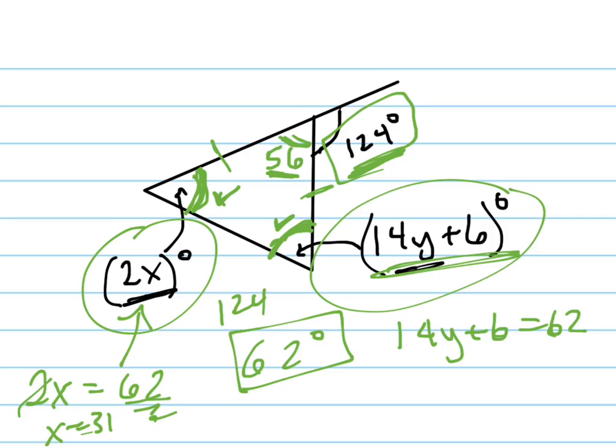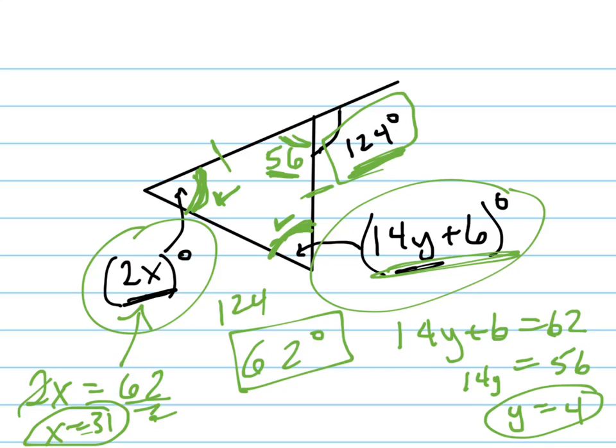Solve for y now. Subtract 6 from both sides. 14y equals 56. Divide both sides by 14. I'm going to guess your answer is going to be 4, maybe? Yep, 4. y equals 4. Usually they turn out to be nice numbers. So x equals 31, y equals 4.